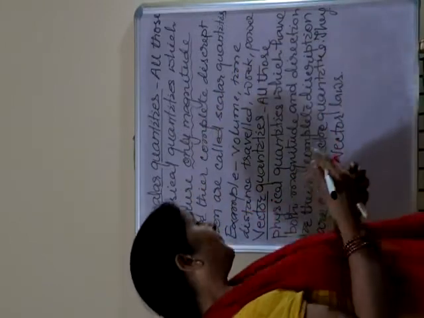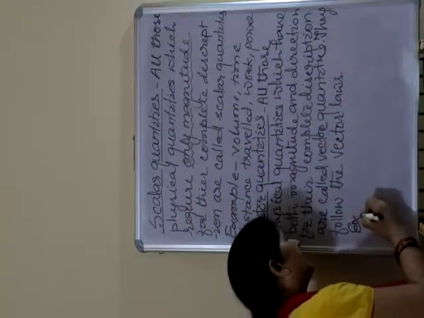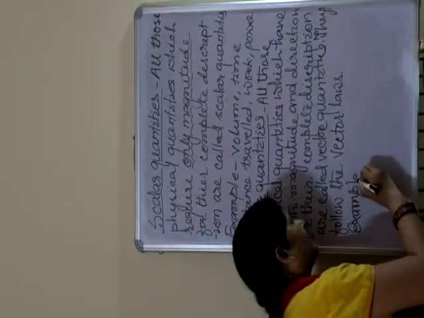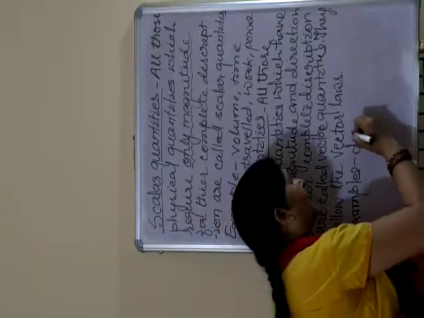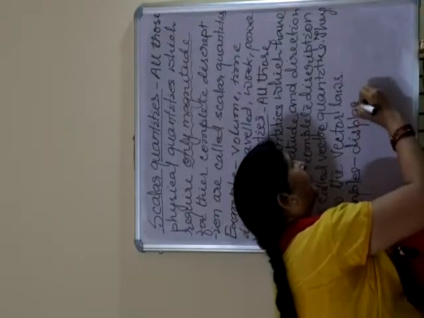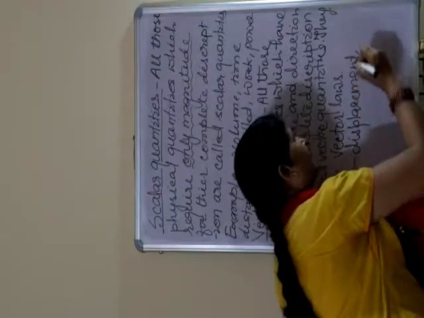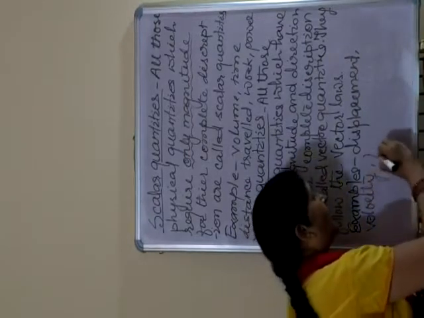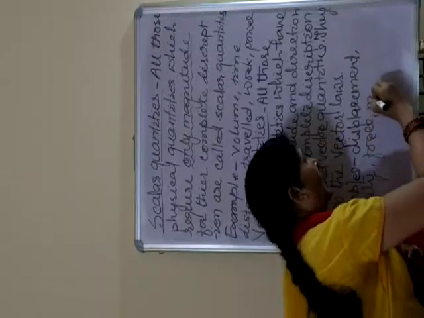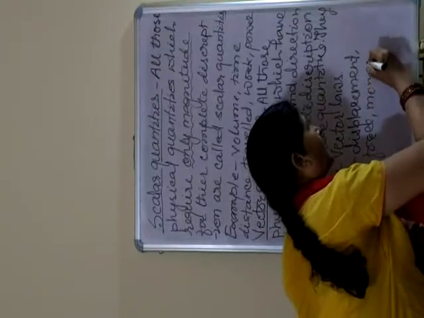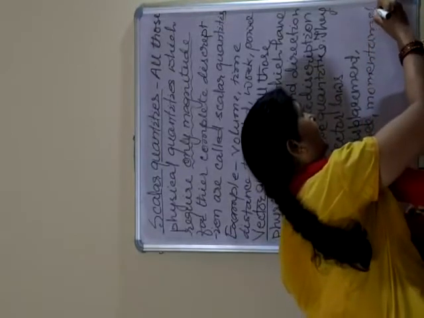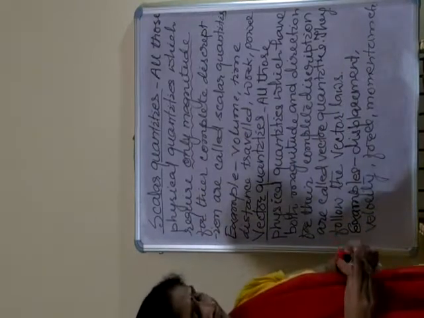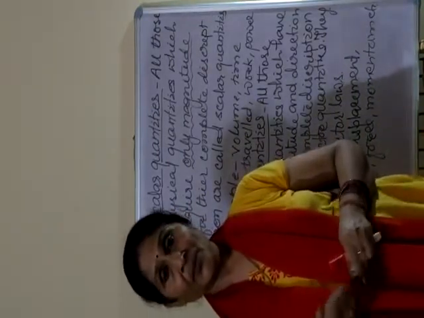Examples are displacement, velocity, force, momentum, etc. Now, let us learn different physical quantities related to motion. And first, distance traveled.